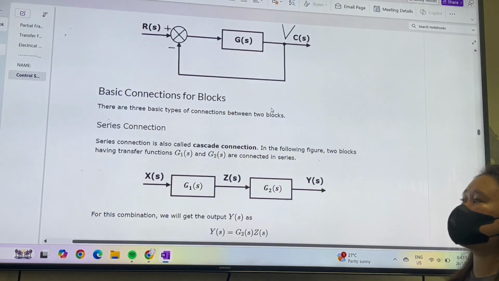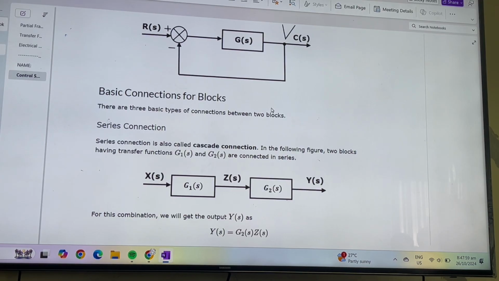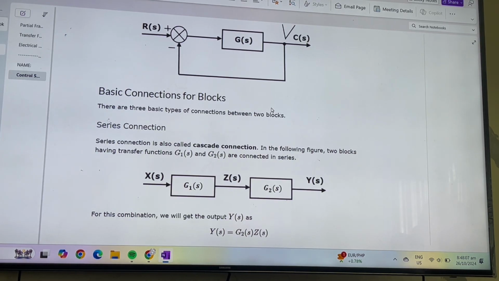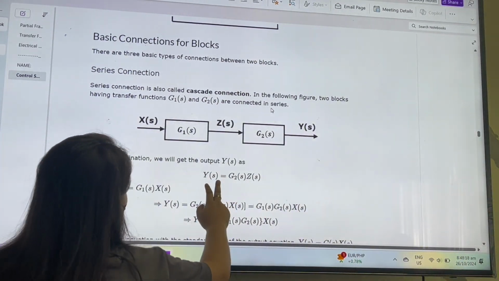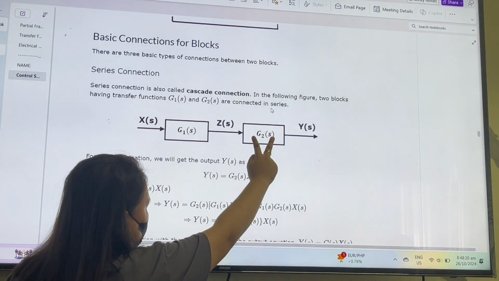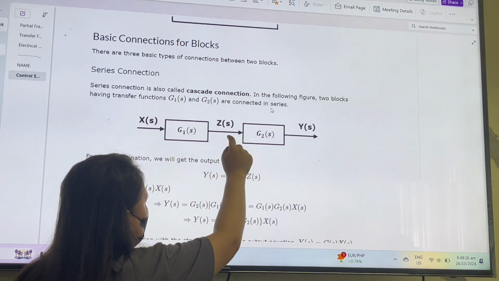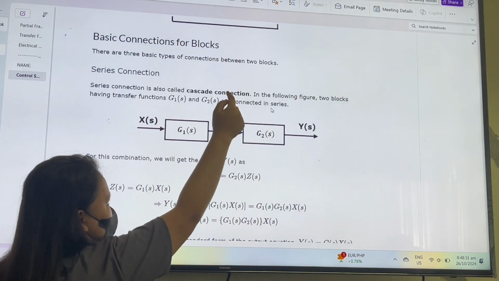Now, basic connections for blocks. There are three types of connections between two blocks. We have the series, tawag na siya cascade. In the following figure, two blocks having transfer function G1 of S, G2 of S are connected in series. If they're connected in series, class, you just need to multiply those two blocks. Y of S, class, is the product of this block or transfer function multiplied to this. So ma-expand ang input multiplied with the transfer function is output Z of S.